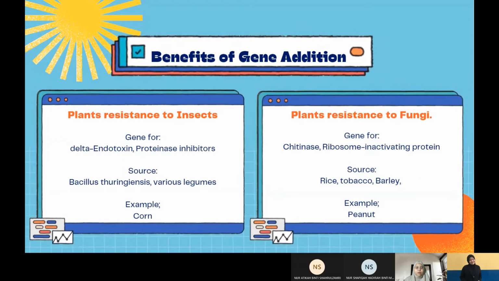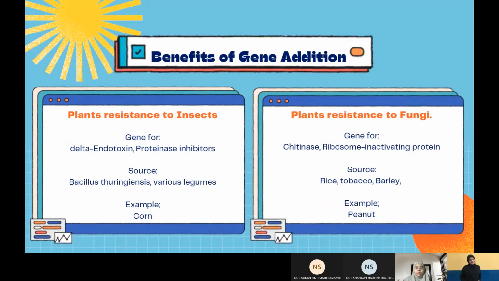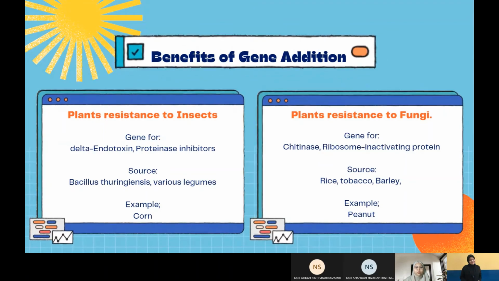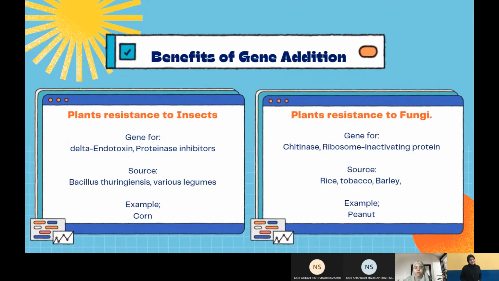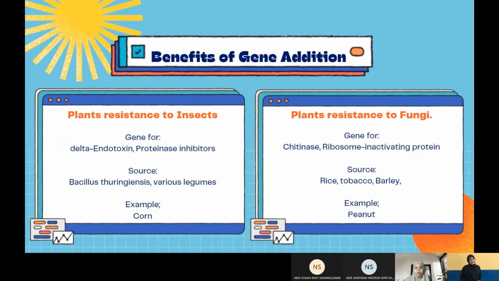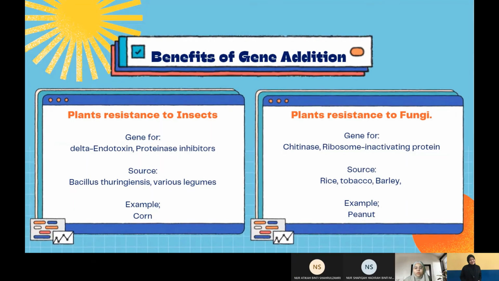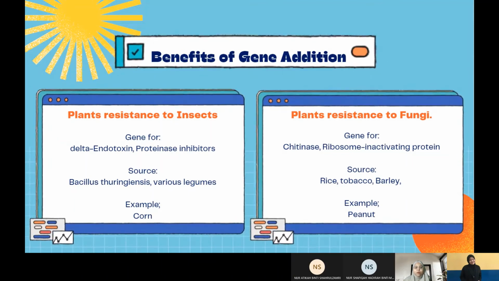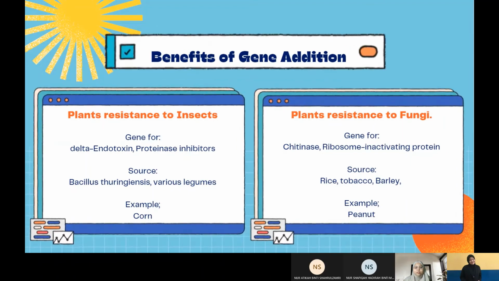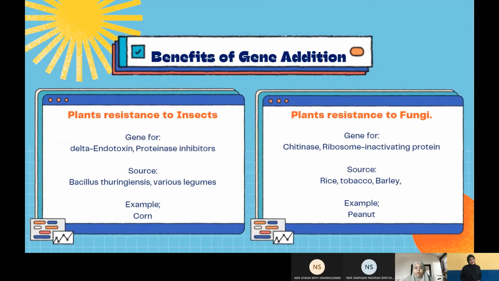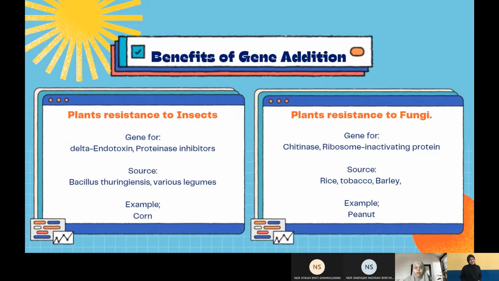For example, the corn: the Bacillus thuringiensis corn, which is the GMO corn, produces proteins that are toxic to certain insect species, but not to humans, pets, livestock, or other animals. These are the same types of proteins that organic farmers use to control insect pests, and they do not harm other beneficial insects such as ladybugs. So the GMO corn reduces the need for spraying insecticides while still preventing insect damage.